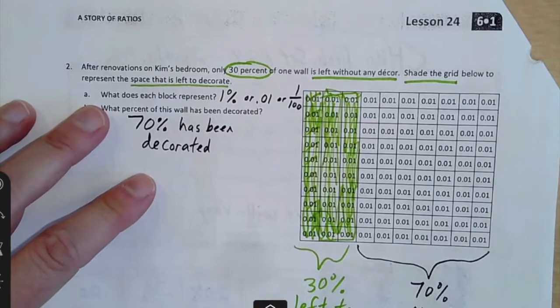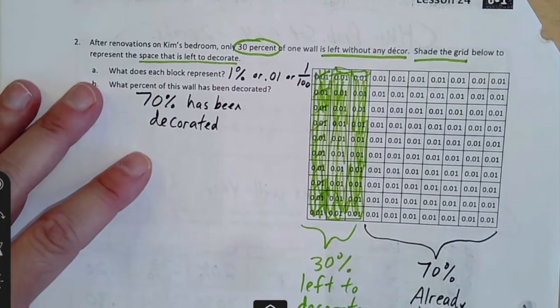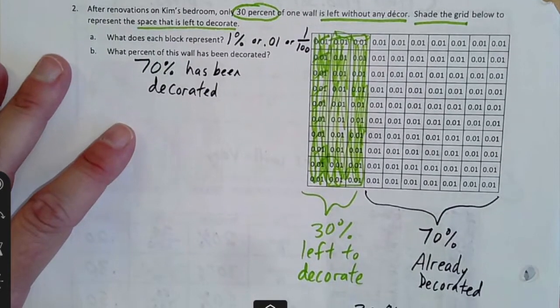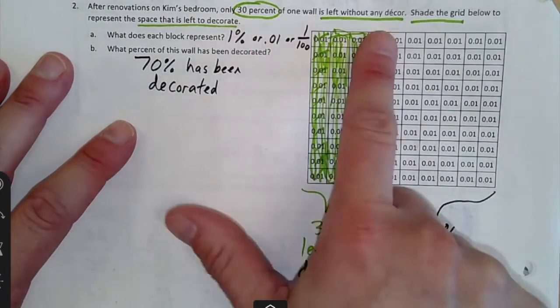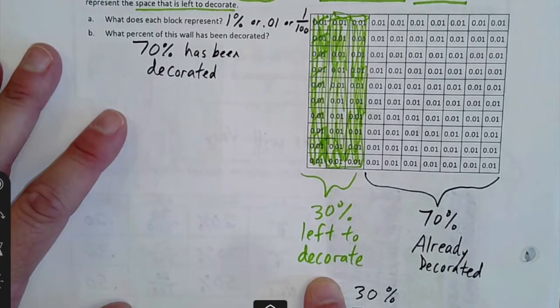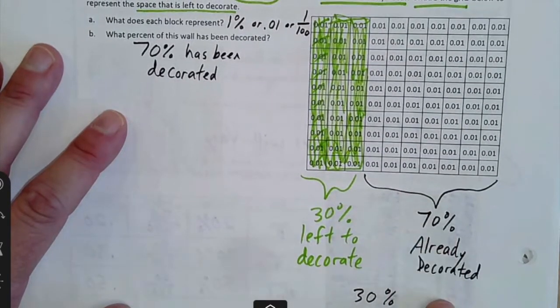30% of one wall is left without any decor. Shade the grid below to represent the space that is left to decorate. So if 30% is left to decorate, which is what I shaded, 3 columns, then that means 70% of it was already decorated.